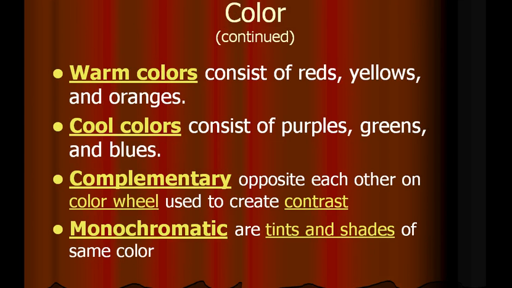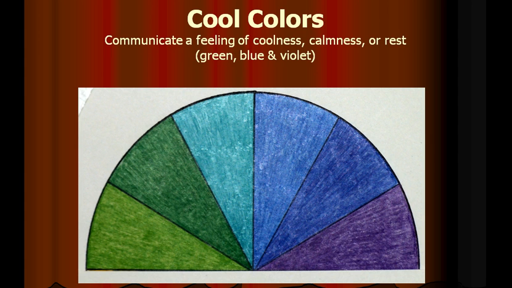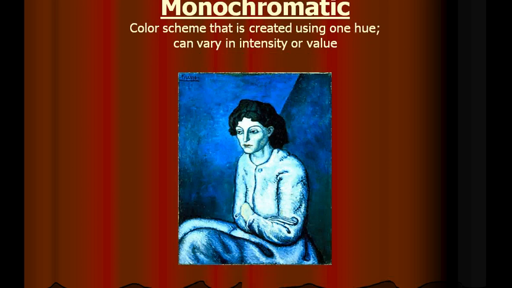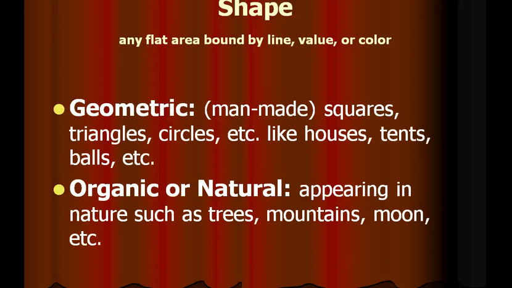Colors can be classified as warm, reds, yellows, and oranges; cool, purples, greens, and blues; complementary, which means they're opposite each other on the color wheel and are used to create contrast; or monochromatic, which are tints and shades of the same color. Warm colors suggest heat or light. Cool colors communicate a feeling of coolness, calmness, or rest. Monochromatic color schemes are created using one hue and can vary in intensity or value. Neutral colors are things like black, white, and gray, and when added to colors, they change the color's value.